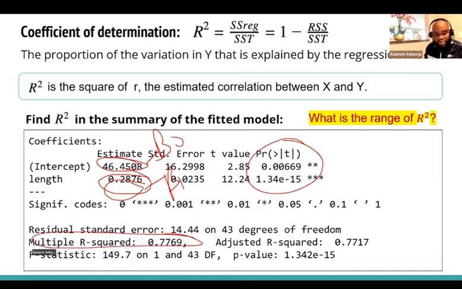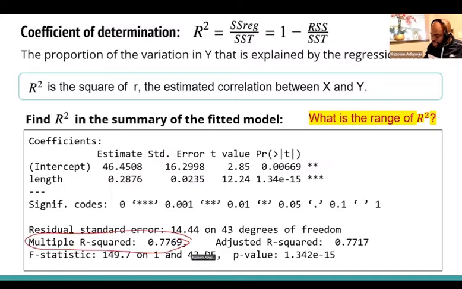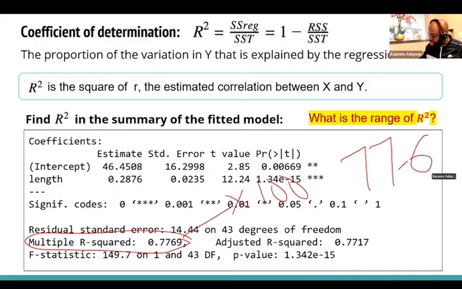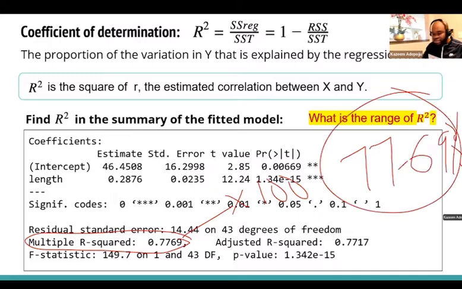If you really want to know how significant this model is, if you really want to see what percentage of variation in the response the predictor can explain, how much percentage variation in the weight of kangaroo can be explained by the length. If I want to know that, I should come here and multiply that guy by 100, and that is 77.69%. That is what it means.